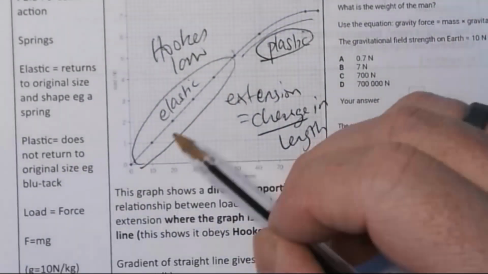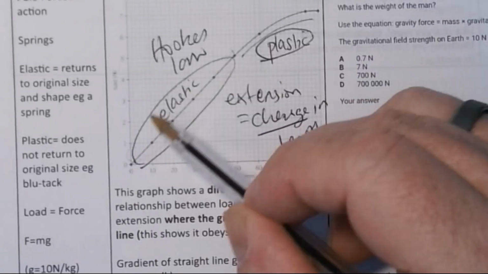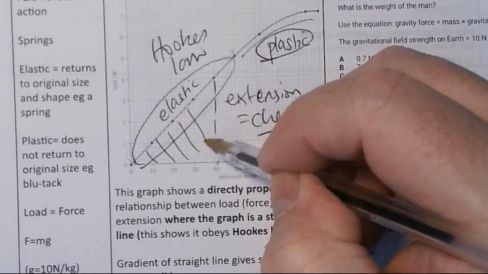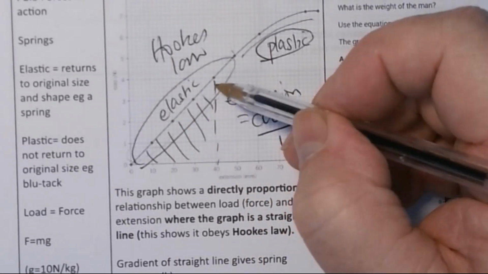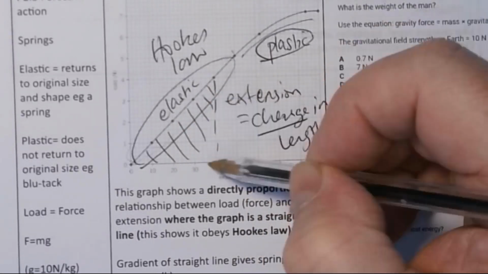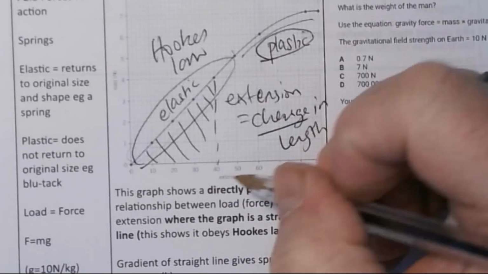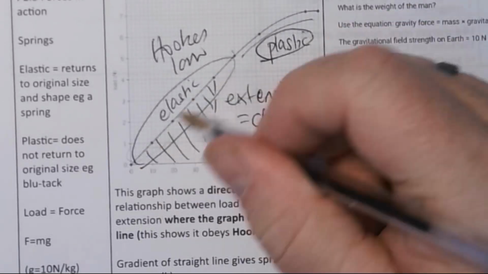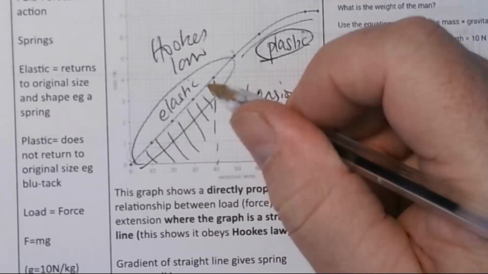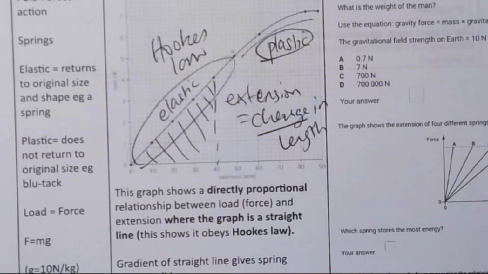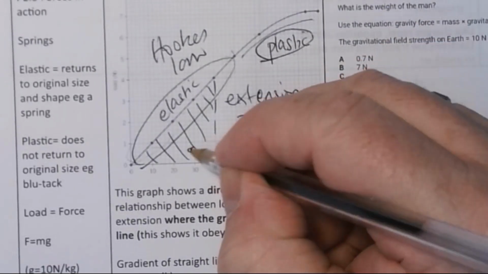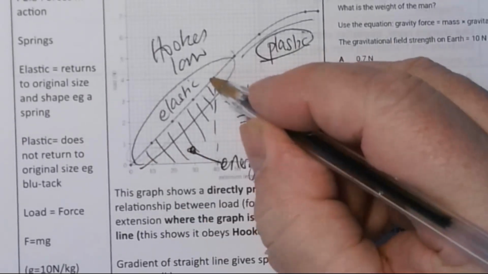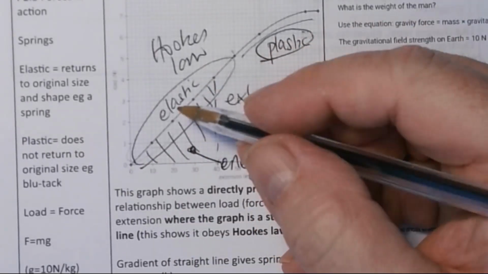We can calculate the spring constant from the gradient of the straight part of the graph. We can calculate the energy stored in a spring by calculating the area under a graph. So when the extension is 40 millimeters on this particular graph, there is this much energy stored in it. I have to calculate the area of that triangle, so area gives me energy stored. The gradient gives me the spring constant, which is the stiffness of the spring.